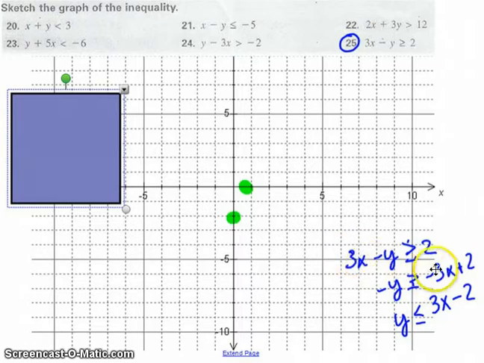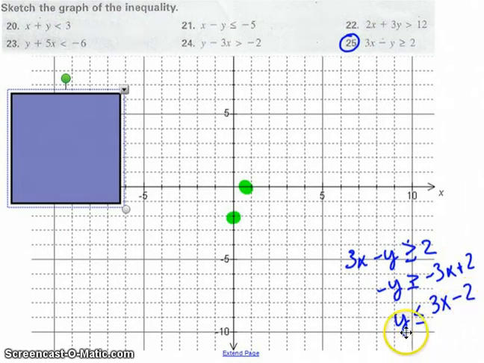See, I've just moved the 3x to the other side. Well, I don't want negative y, I want y. So I divide everything by negative 1. That means everything's sign changes. The negative y becomes positive y. The negative 3x becomes positive 3x. And the positive 2 becomes negative 2. The other thing to remember when you're doing inequalities, divide by a negative or multiply by a negative means you've got to change the direction of the arrow. So I end up with y is less than or equal to 3x minus 2.